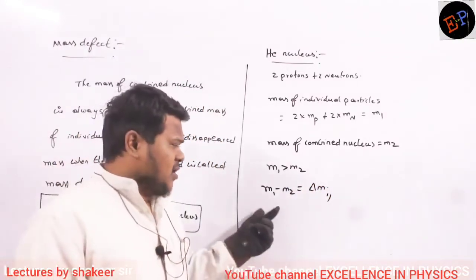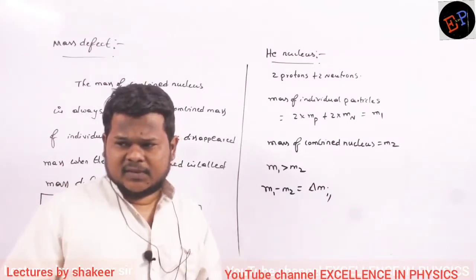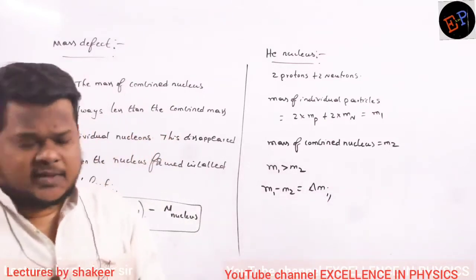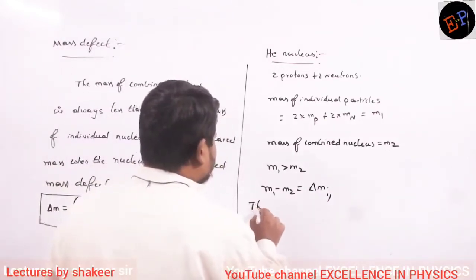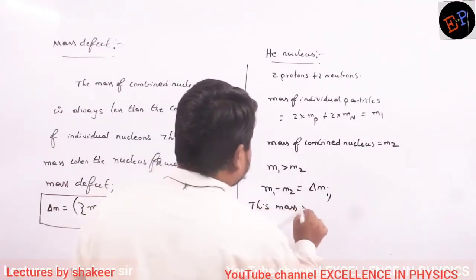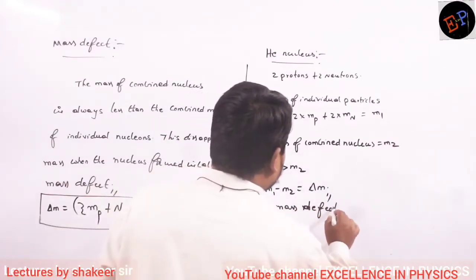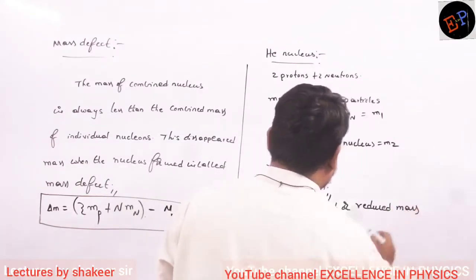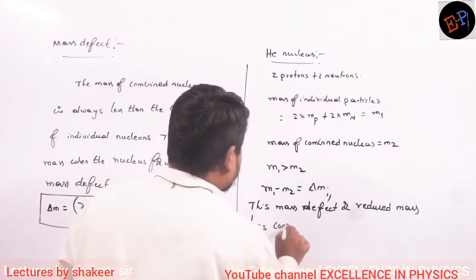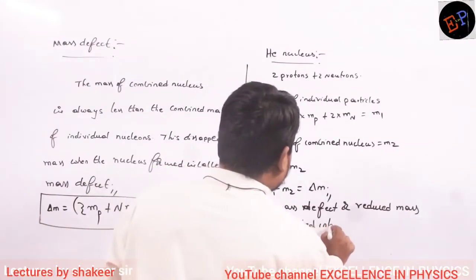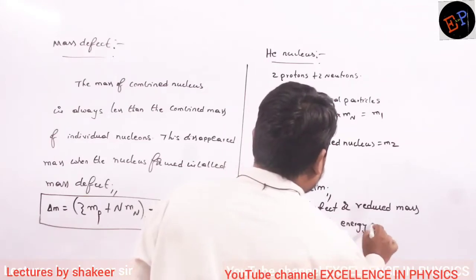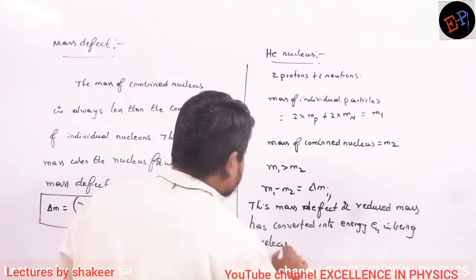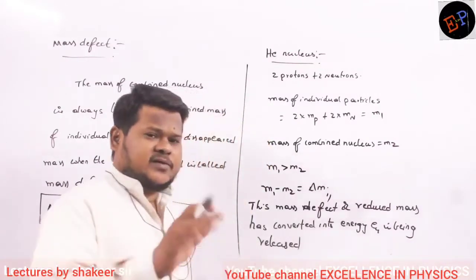So what happened to that remaining mass? That remaining mass has been converted into energy. Are you able to understand? So this mass defect, the reduced mass, has been converted into energy and is being released. That mass has been converted into energy and it is liberated.